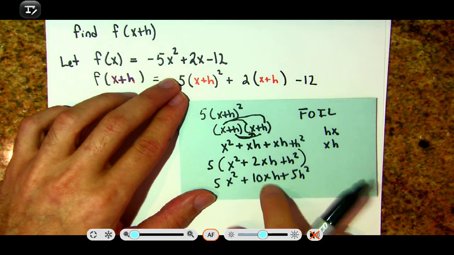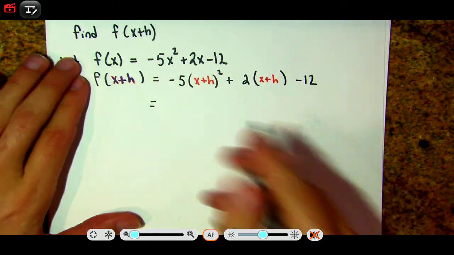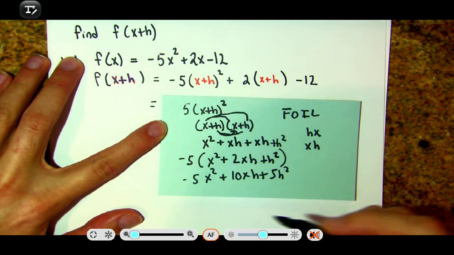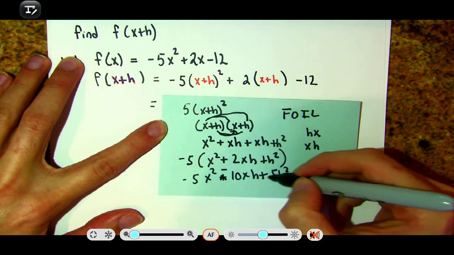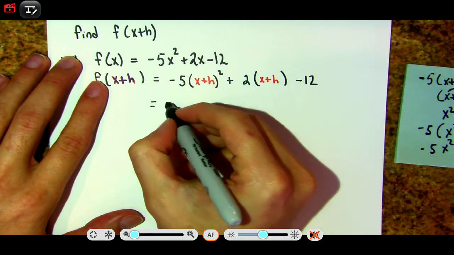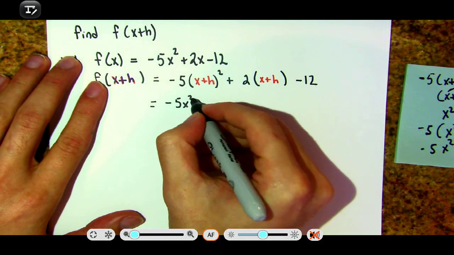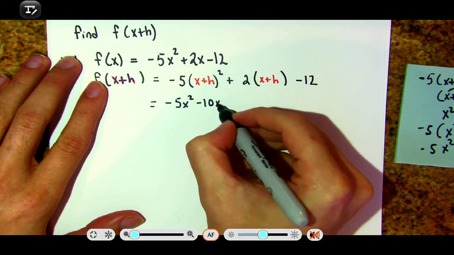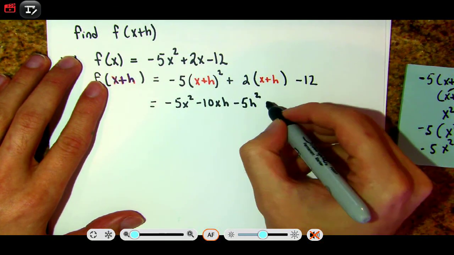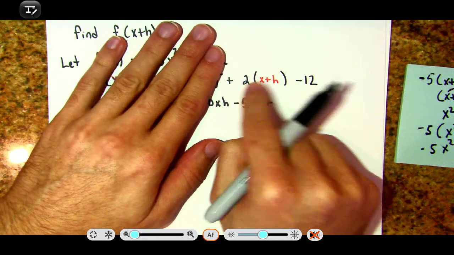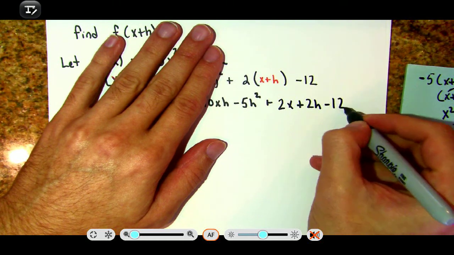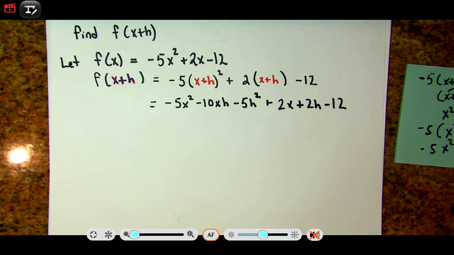Okay, so then this becomes, oh, whoops, sorry. This is negative 5. Oh, my bad. So this is negative 5, negative, and negative. This should be a negative here, my bad. So then we have negative 5x squared minus 10xh minus 5h squared plus, now this part is easy. 2 times x is 2x plus 2h minus 12. Okay, great. Now we did the first step.